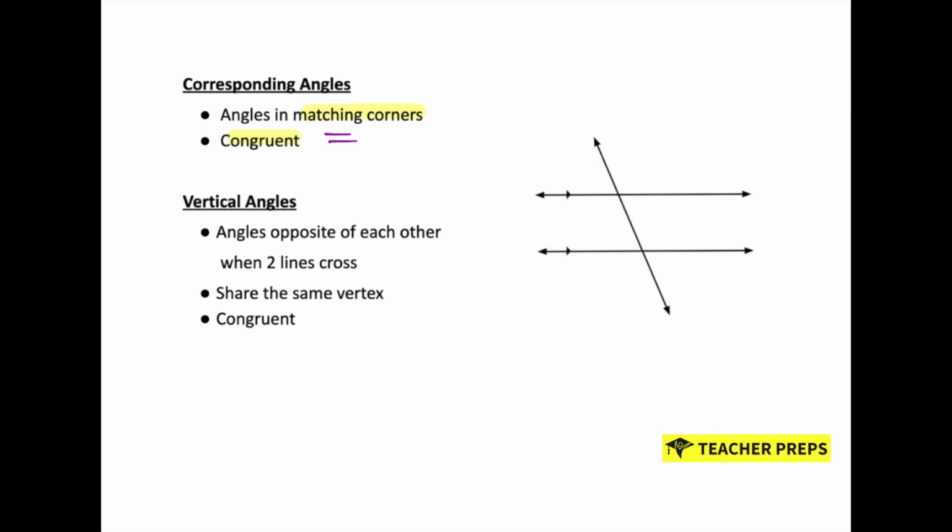Another type of angle is a vertical angle. These are opposite of each other, and it's when two lines cross. They're going to share the same vertex. These are also going to be congruent, which means equal. So we're looking at when the transversal and one of the parallel lines cross. They're going to share a vertex, and they're congruent.